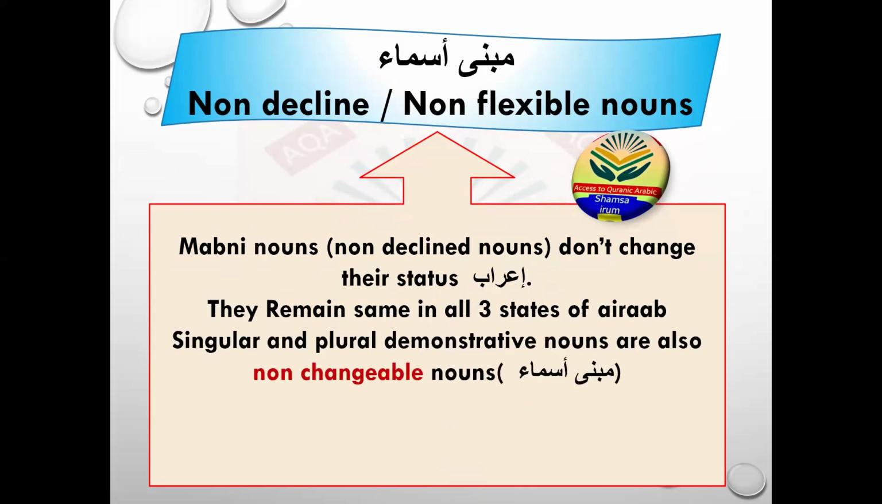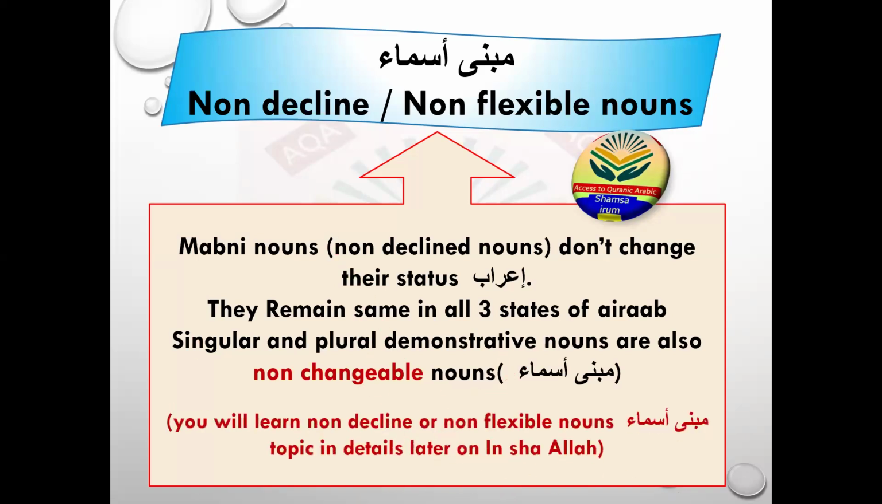Singular and plural demonstrative nouns are also non-changeable nouns. Only the singular and plural are mabni, but the dual is not mabni. I will explain this in the next slide in detail, inshallah ta'ala.